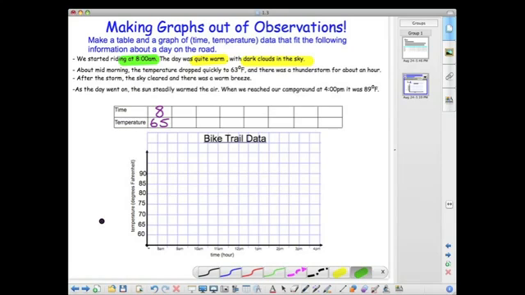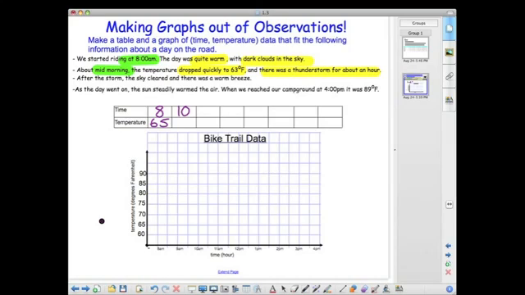So as we move on, the next statement that we have says about mid-morning. To me that means, if we start the day at 8 a.m. for the bike ride, lunchtime is about noon, which they refer to as midday. So mid-morning is approximately 10 a.m. So mid-morning at 10 a.m. it says the temperature dropped quickly to 63 degrees, which is very obvious that that is a piece of data that we're going to need.